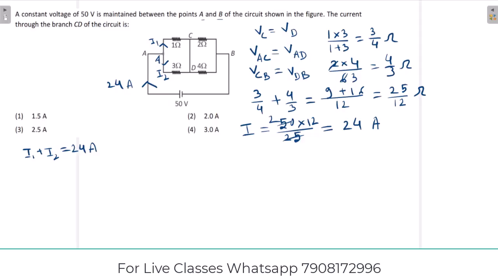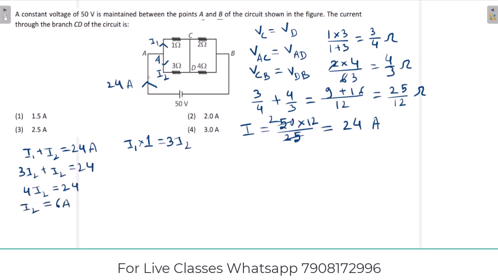Now we know that the potential difference between A and C and A and D are the same. So the potential difference through the 1 ohm resistance is current into resistance, that is I1 into 1, is equal to the potential difference between A and D. So for A and D, the resistance is 3 ohm and current is I2. So 3 into I2. So I1 is equal to 3 I2. Now put the value of I1 here, that is 3 I2 plus I2 is equal to 24, or 4 I2 is equal to 24. So I2 is equal to 6 ampere.